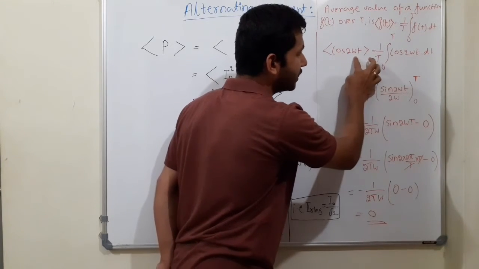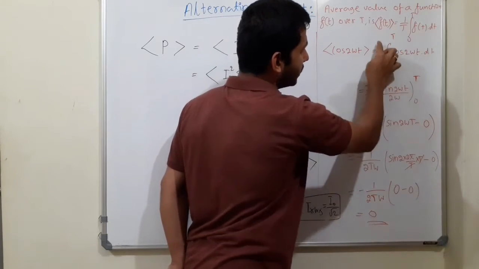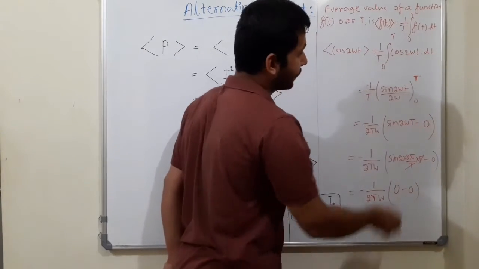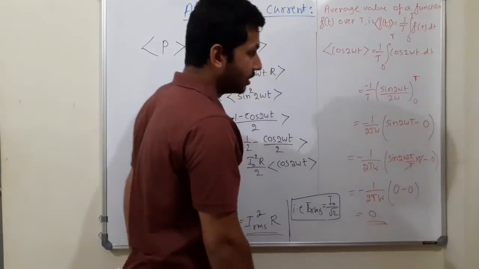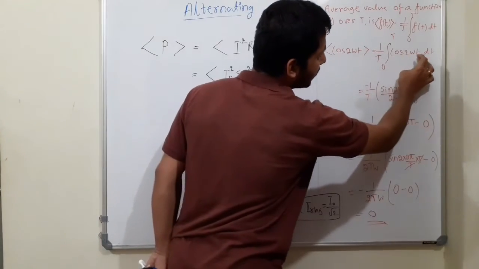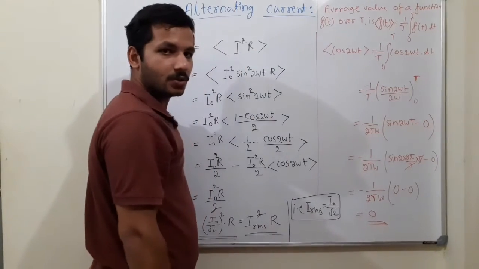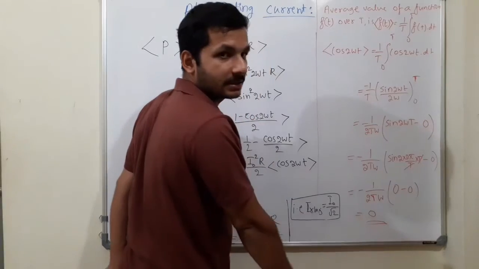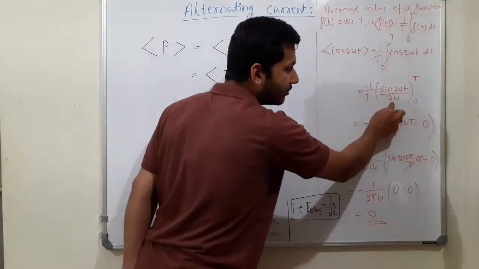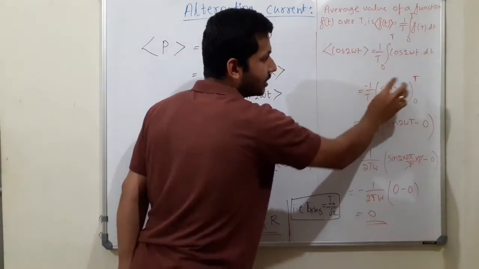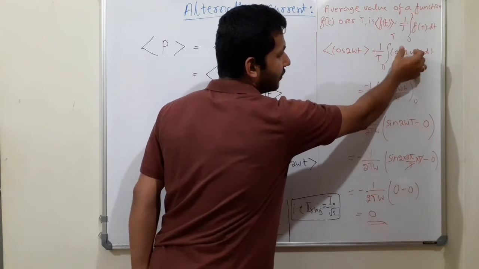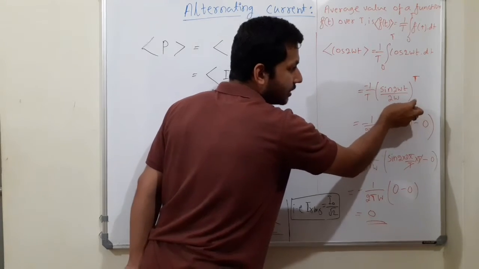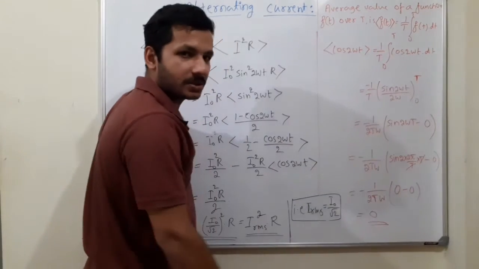That's what we have written here, which is equal to 1 by T, that remains as it is, integration from 0 to T of cos 2 omega t into dt. What is the integration of cos 2 omega t into dt? It is nothing but sine 2 omega t by 2 omega. So when cos 2 omega t is integrated, you get sine 2 omega t by 2 omega, and the limit remains as it is, 0 to T.